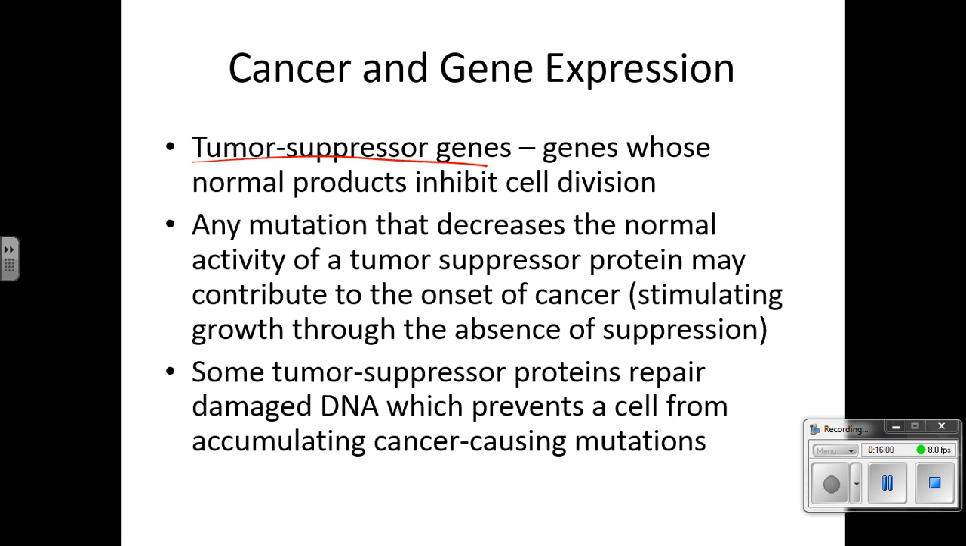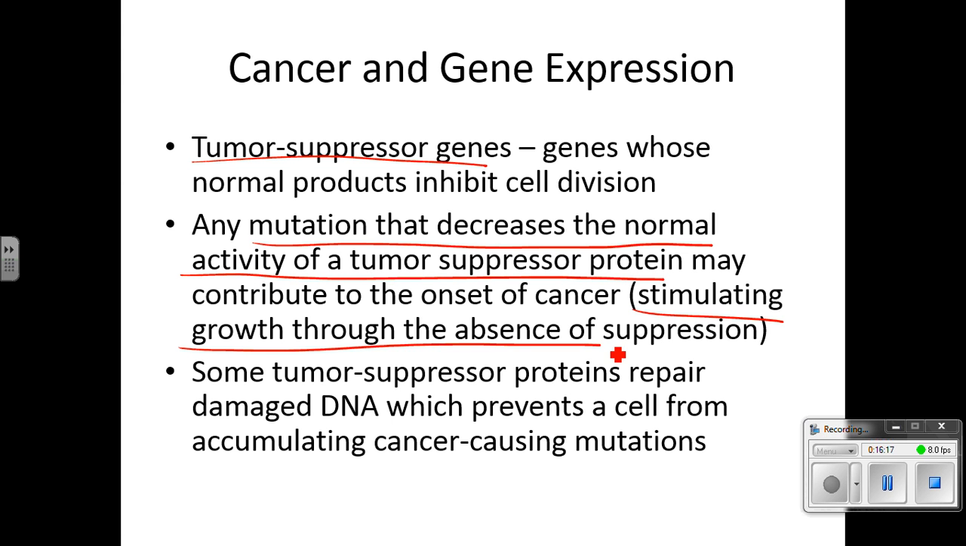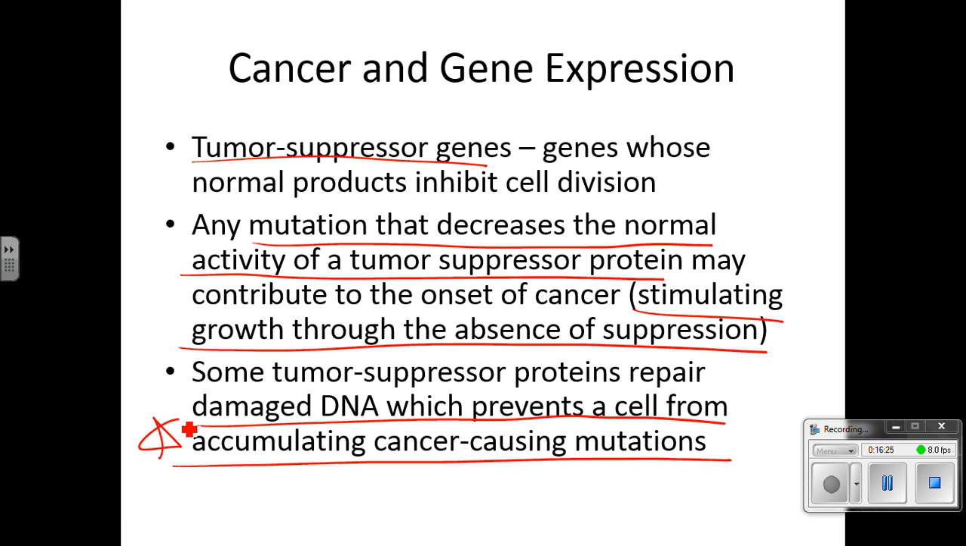Tumor suppressor genes are genes whose normal products inhibit cell division. Any mutation that decreases the normal activity of a tumor suppressor gene may contribute to the onset of cancer. A mutation that decreases the normal activity of that protein. Basically, you're stimulating growth in the absence of the suppression. Some tumor suppressor genes repair damaged DNA, which prevents a cell from accumulating cancer-causing mutations. So these are the genes you want, the tumor suppressor genes.